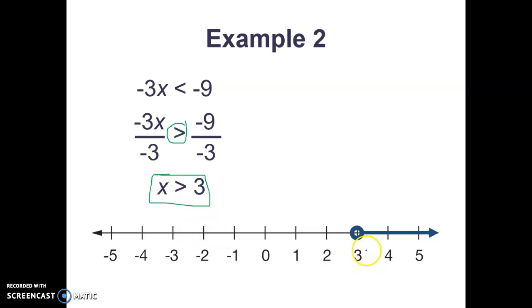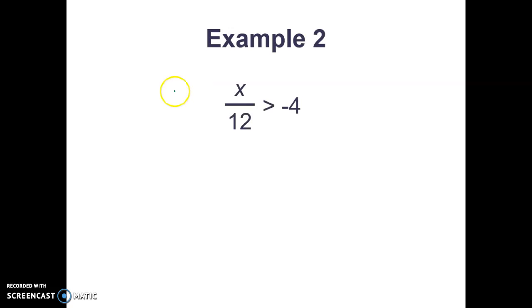X is greater than 3. It does not say it's equal to 3, so we've got an open circle, and then greater than goes to the right. So any of these values, if we plug them into our original equation, will give us a true inequality. Let's try x divided by 12 is greater than negative 4.